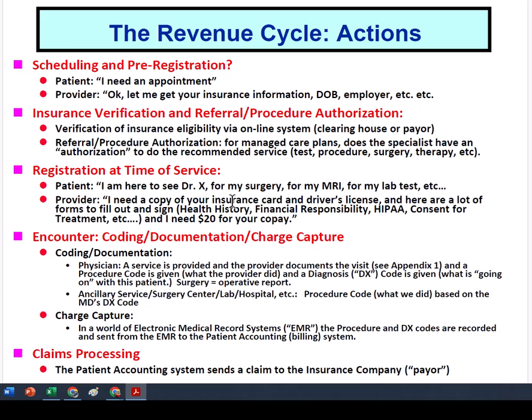Then you see the doctor, or you have the service done. There's some kind of a coding and documentation function, right? The physician has to document the service. The institution has to document the procedure, surgery, meaning operative report, et cetera. So there's a charge capture function based on that.